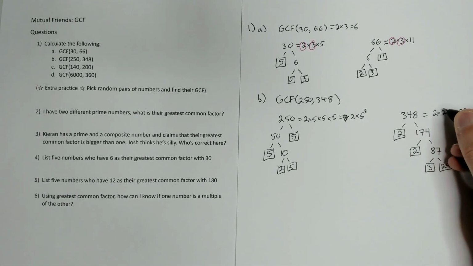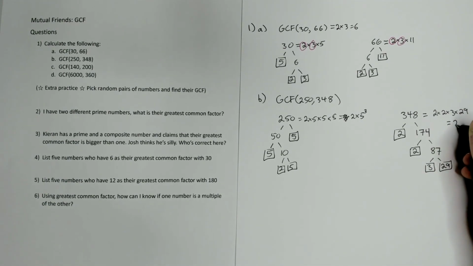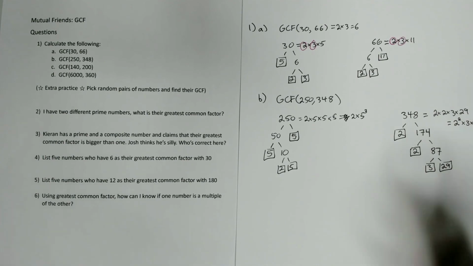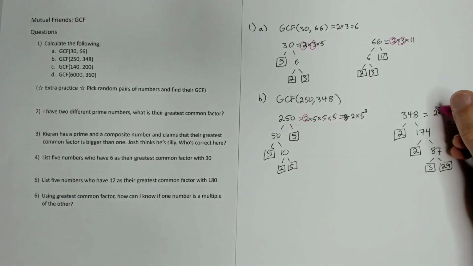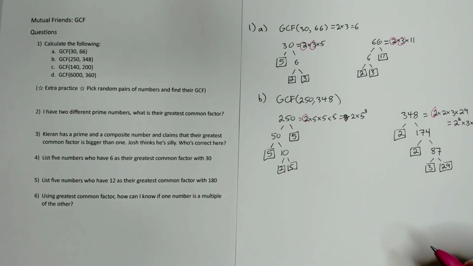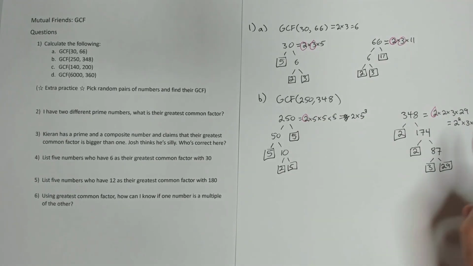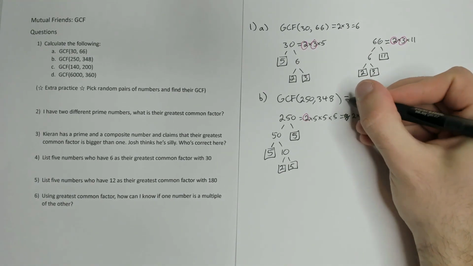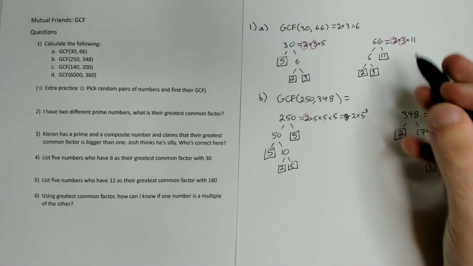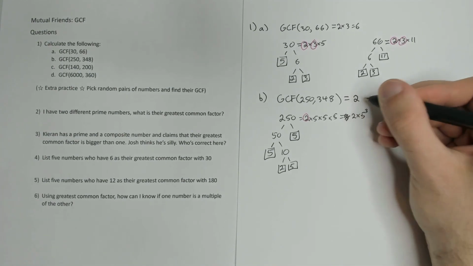Alright, and we have two 2's here, so we can also write that as 2 squared times 3 times 29. Now let's go ahead and circle all the common prime factors. So 2 is common, and, well, that's actually it, right? We have just 5's here, and there's no 5's here. So 2 was the only single prime factor that appeared in both of them, which means that the greatest common factor for 250 and 348 is going to be quite small. It's just going to be 2.